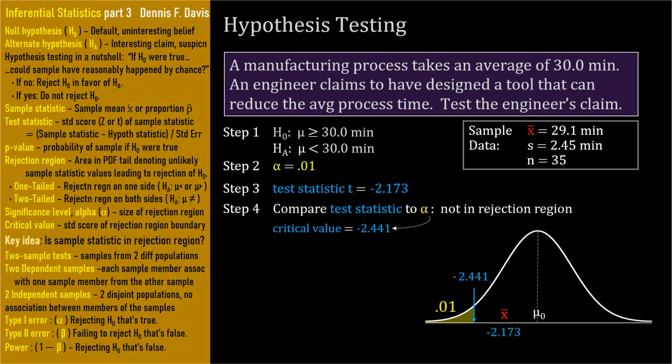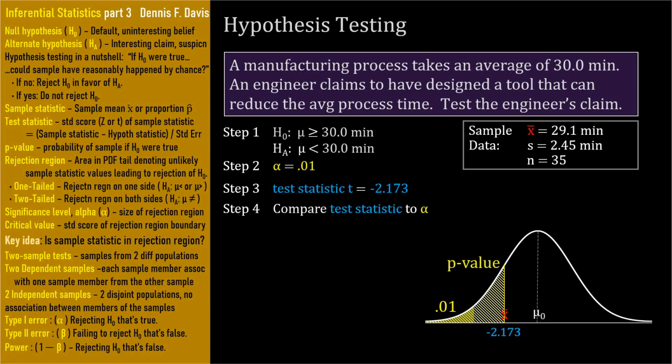So we want to compare yellow probabilities. We already have alpha, the probability in the rejection region, and we need to find the probability associated with the test statistic, negative 2.173, the probability out beyond negative 2.173 in the direction of the alternate hypothesis. Now, as I've drawn this, the p-value obviously looks much larger than alpha, but that's just because I sketched the test statistic here.